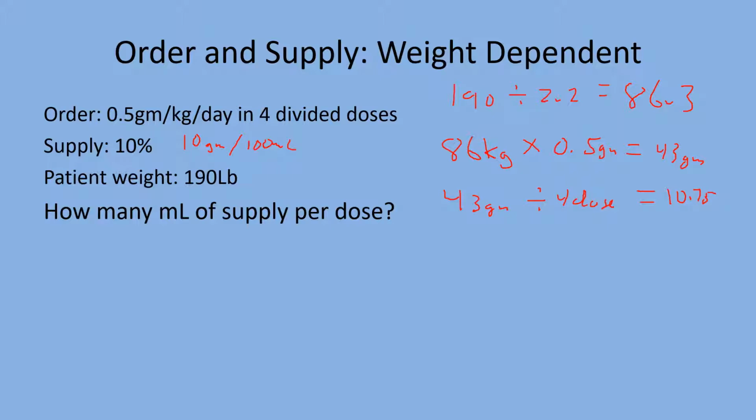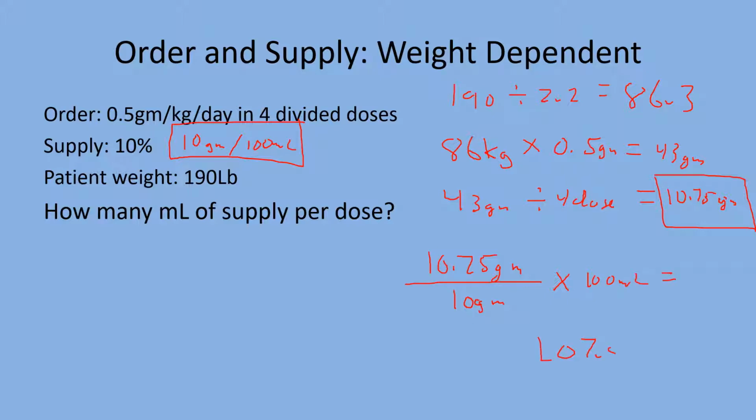But wait, there's more. All right. So that's our order. And then that is our supply. So we do order. 10.75 grams over, we're in grams, so we're good. They cancel out. 10 grams per 100 ml. So a little bit over 100 ml. 107.5.